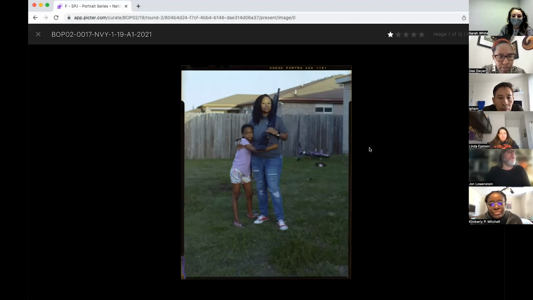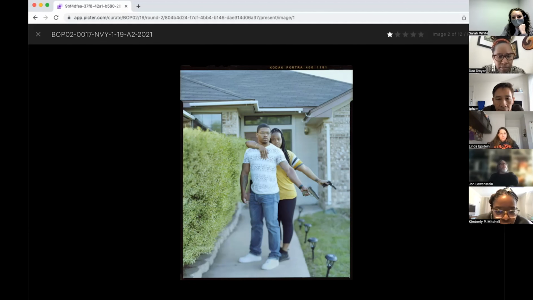I like this, it's just a straighter approach. I like this. I like that image. I like that backyard with the fence. And I like the real sense of place.